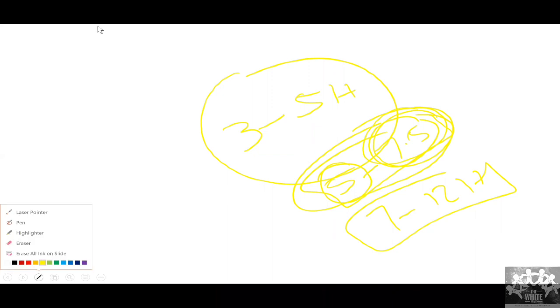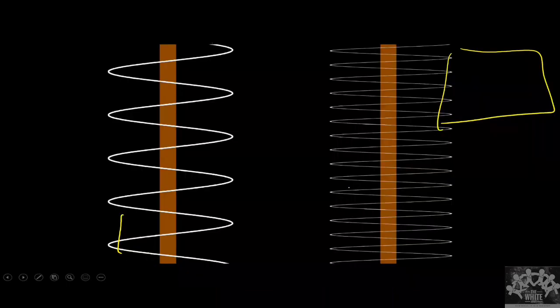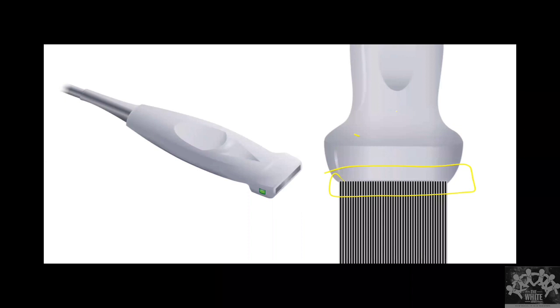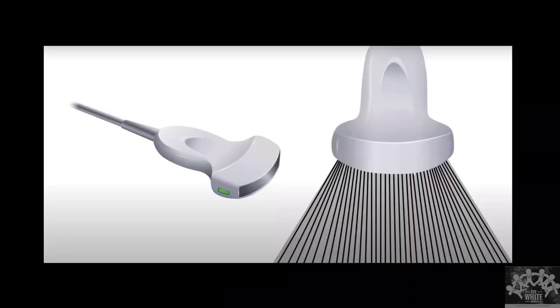Okay, so this is how the probes are divided into linear probes. Linear probes are usually of higher frequency. Then we have the curvilinear probes, which are usually of the lower frequency. See, the main advantage of curvilinear is we need to cover more area. So that's why the probe is made wider. And that's why we use lower frequency. We need to cover more depth and wider area.